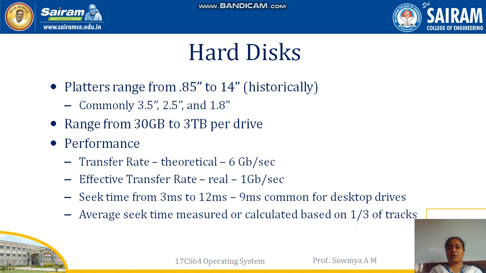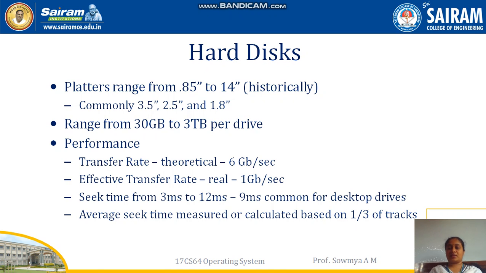The capacity of hard disk ranges from 30 GB to 3 TB at present. So performance rate is very high compared to all other secondary storage devices. Effective transfer rate is also very fast. Seek time is 3 milliseconds to 12 milliseconds, and 9 milliseconds is common for disk drives. Average seek time is calculated based on 1/3 of tracks.